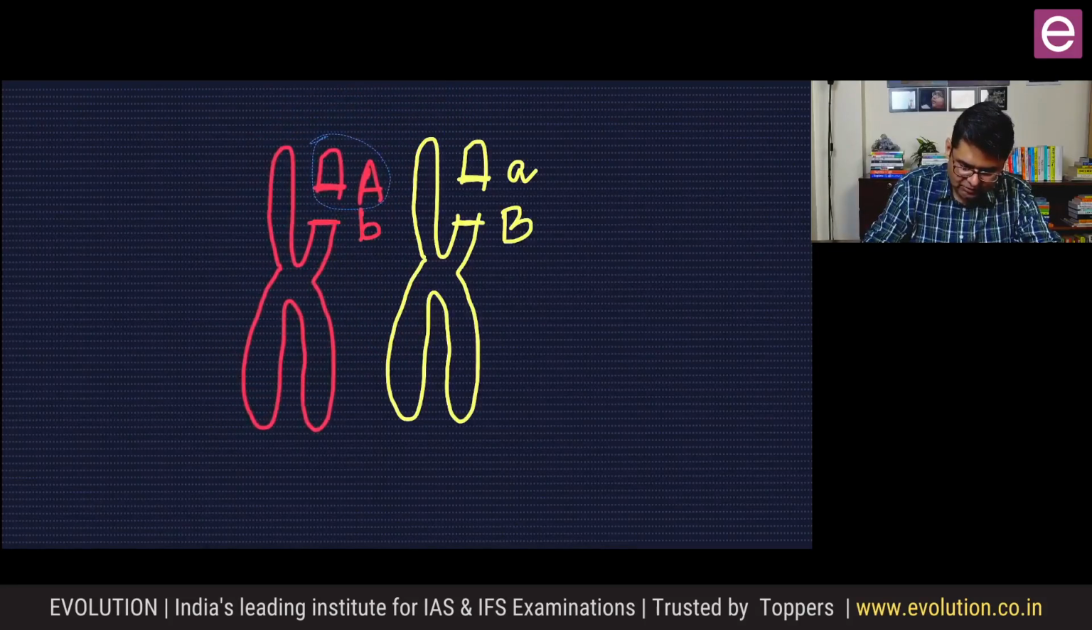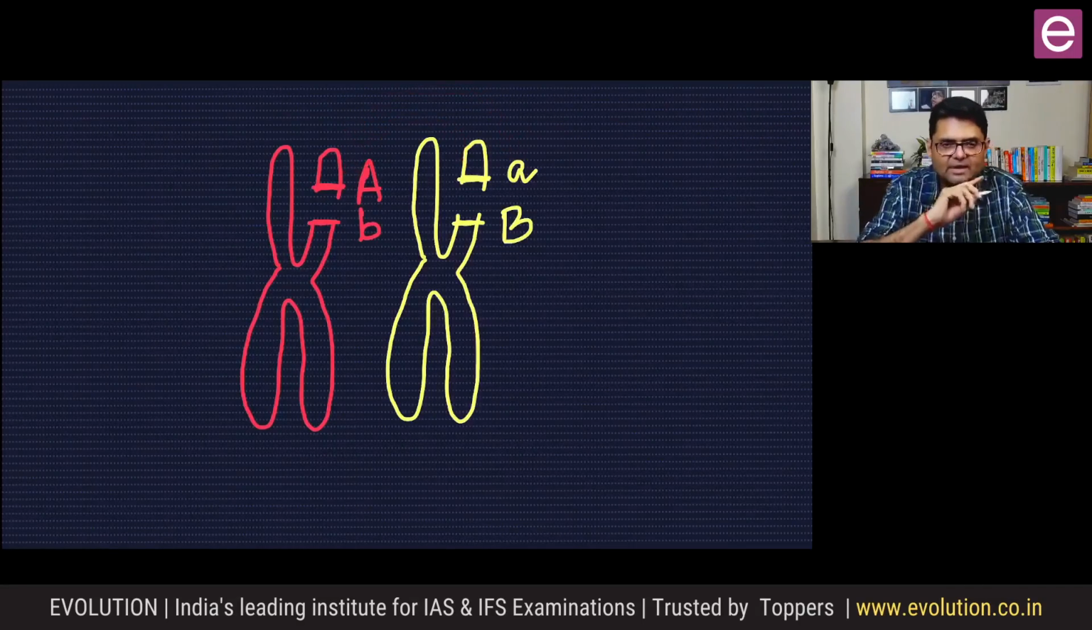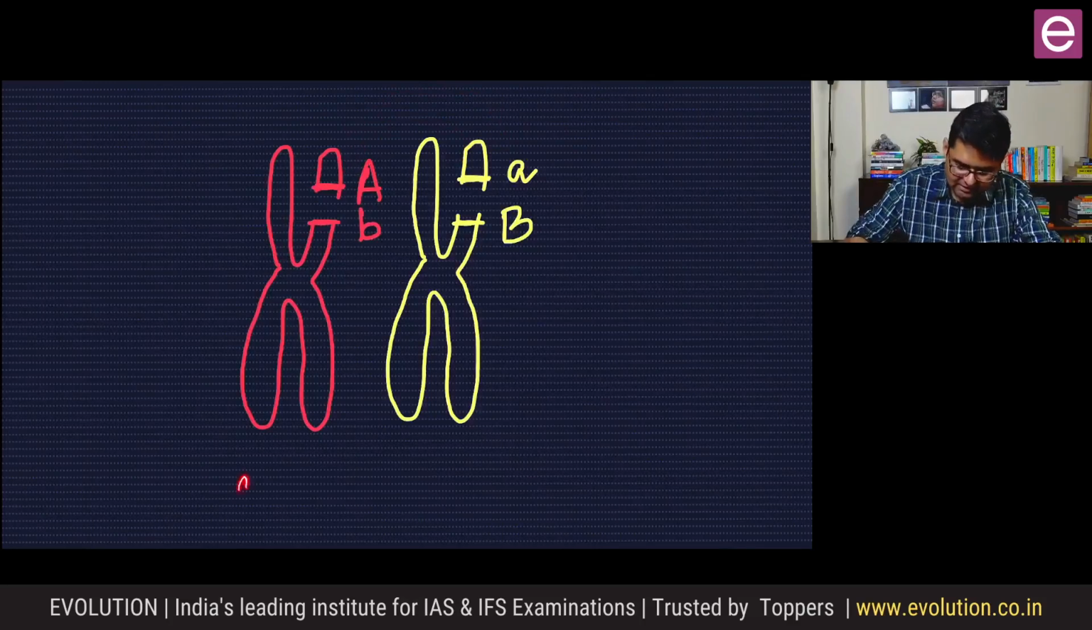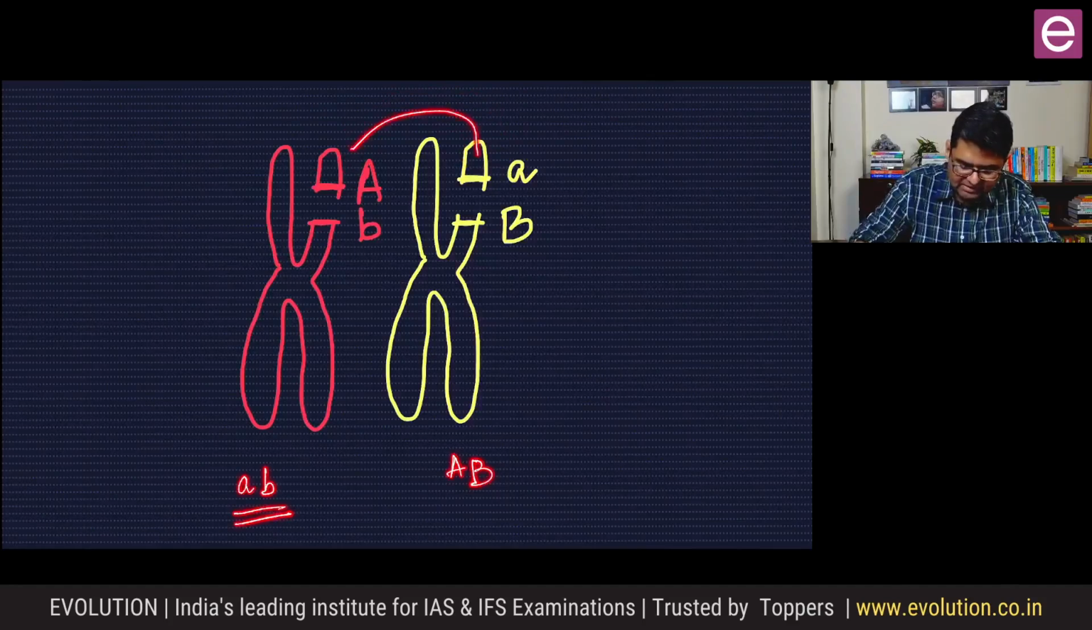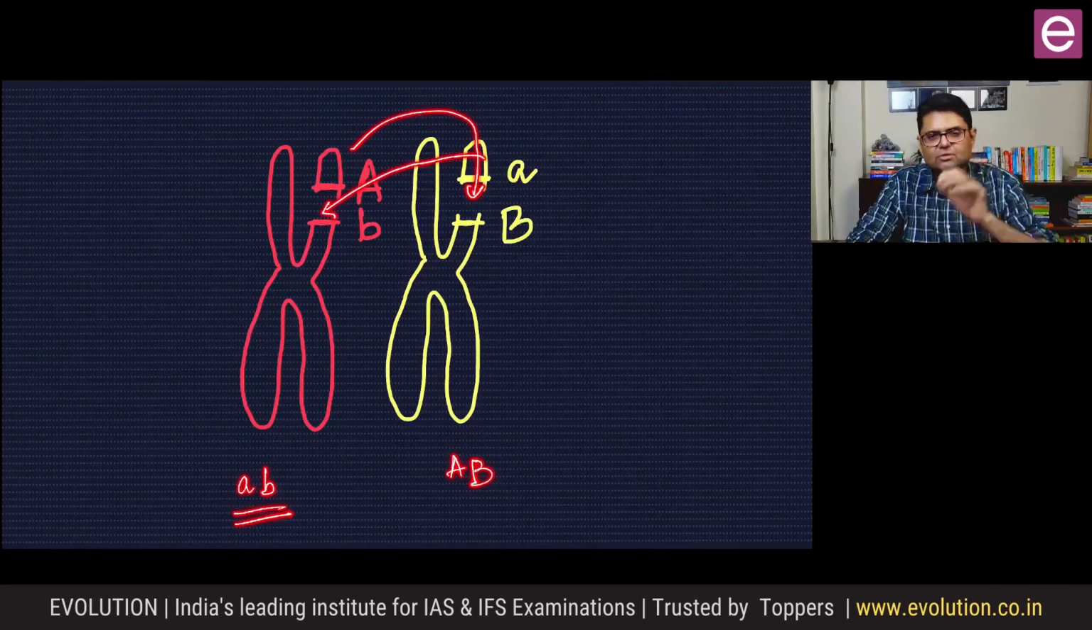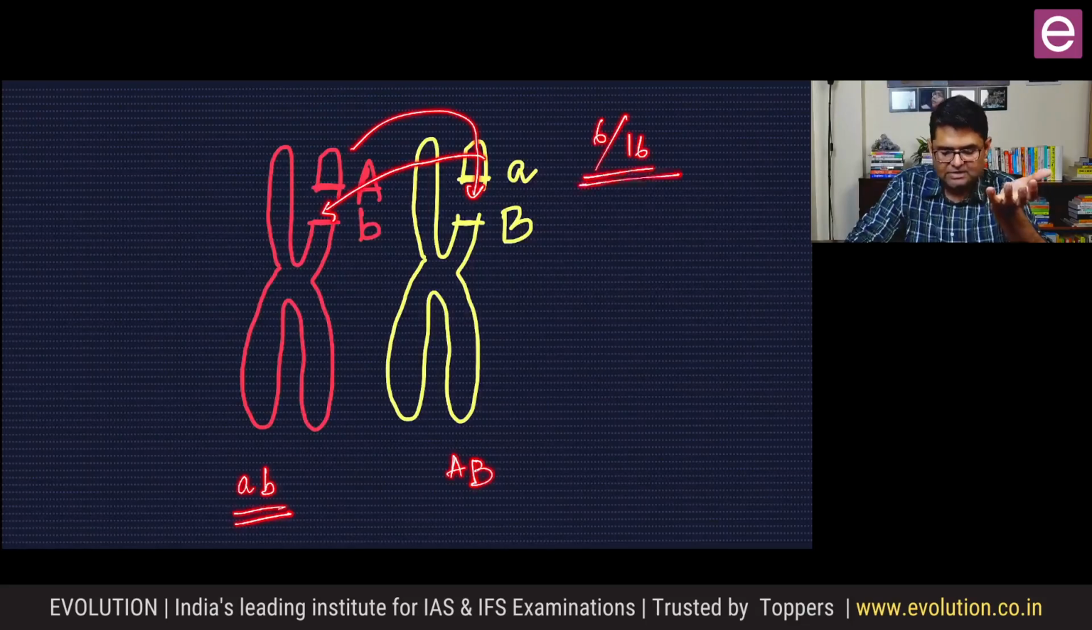No, it will still not go. But let's imagine that this red chunk has gone here and this yellow chunk has come here. And in that case, you will get recessive A, recessive B together and dominant A, dominant B together. Reason being this A has gone here and this A has come here. So crossing over can still create recombinants, but not in the same number. That will compare with 6 out of 16.